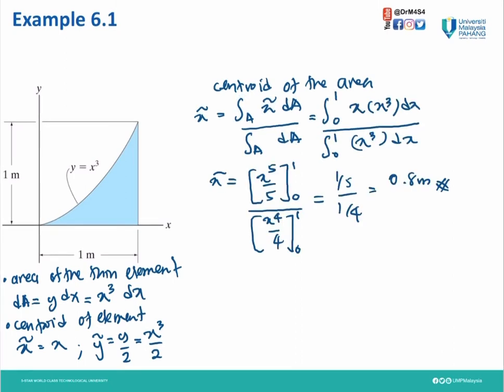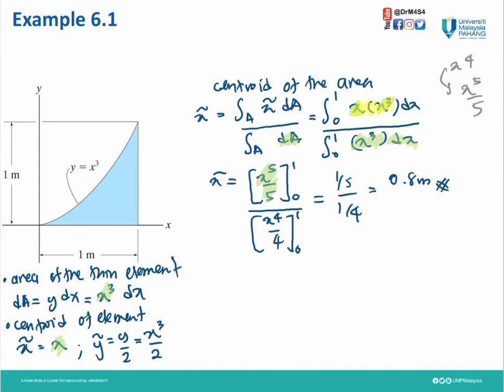So our x prime is x, and our dA is x cubed dx. So we have to integrate this. So we have x power of 4. When we integrate x power of 4, we will have x power of 5 divided by 5.